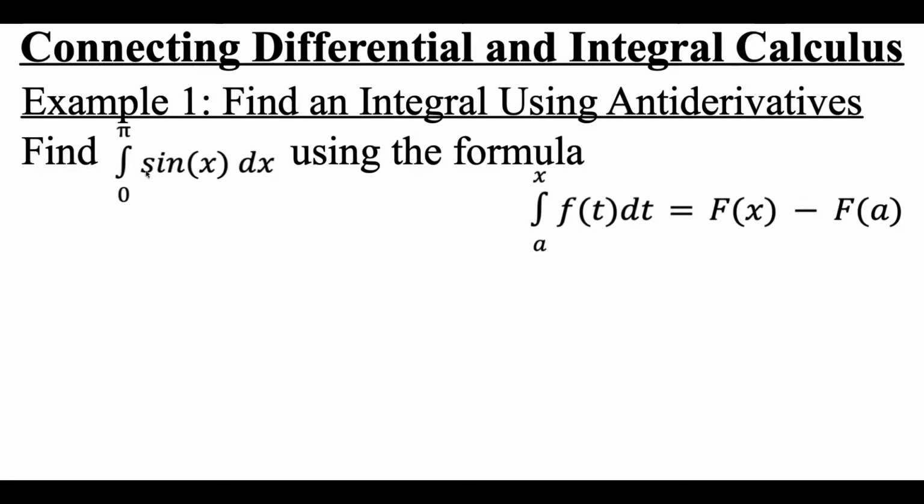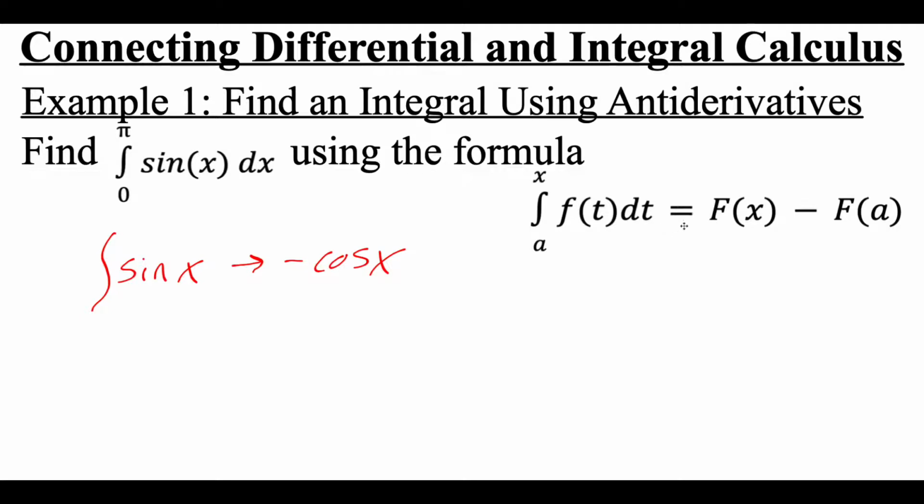So in this example, we're going to look at finding an integral using antiderivatives. So we want to find the integral of the sine of x dx from 0 to pi using the formula that we talked about earlier. So the very first thing that we need to do is integrate this sine of x, or find its antiderivative. If we look on our integral sheet, we'll see that the integral of the sine of x turns into negative cosine of x. So that's our first step. Find the antiderivative of whatever function it is that we're dealing with.